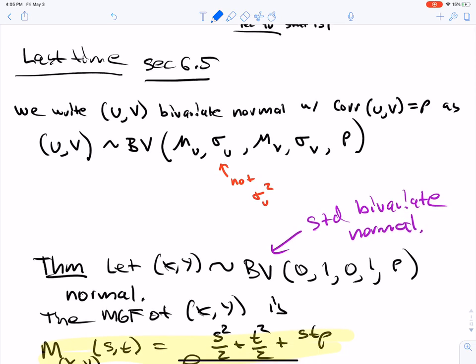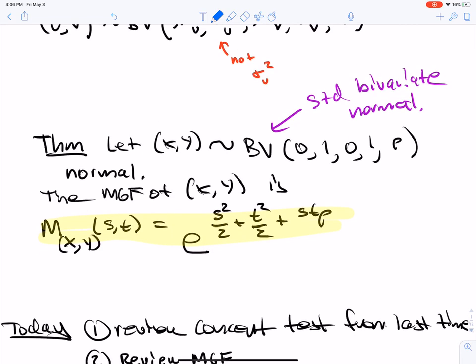Last time we were talking in section 6.4 about the bivariate normal, which we can write with some new notation here. We say that (U, V) is bivariate normal with parameters mu U, sigma U, mu V, sigma V, and rho. So we have a theorem we proved last time that the standard bivariate normal has MGF e to the s squared over 2 plus t squared over 2 plus st rho.